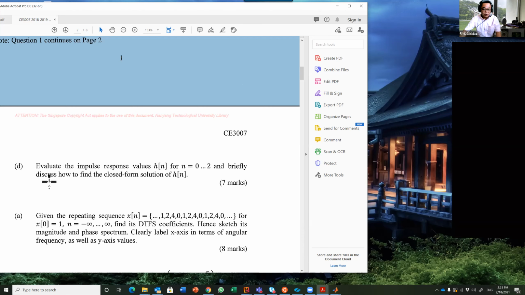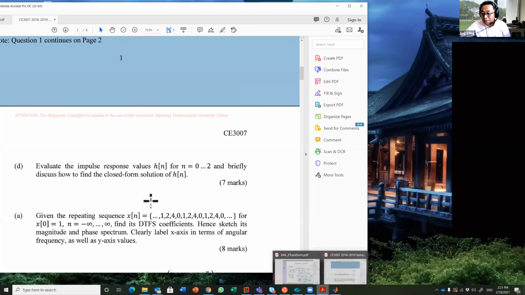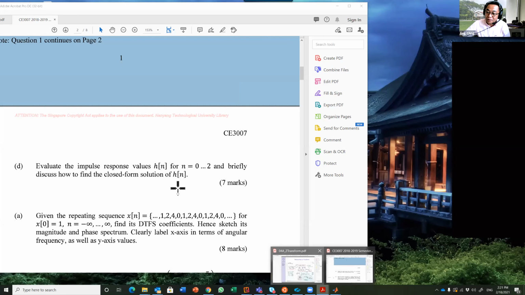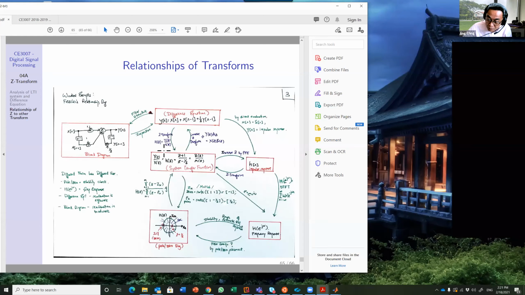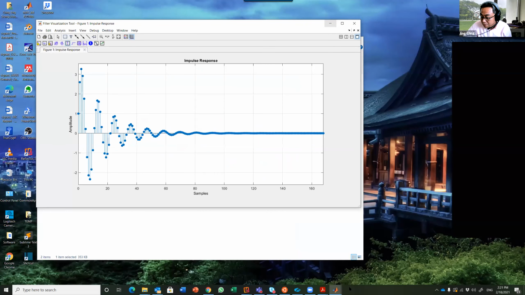The discussion of how to do it is actually exactly here. You see, we ask you to break the whole system into the roots of the polynomial, and then find the inverse Z transform to get h[n]. Okay. Did I answer you, Hong Viet? Okay, with that, let me now pause.